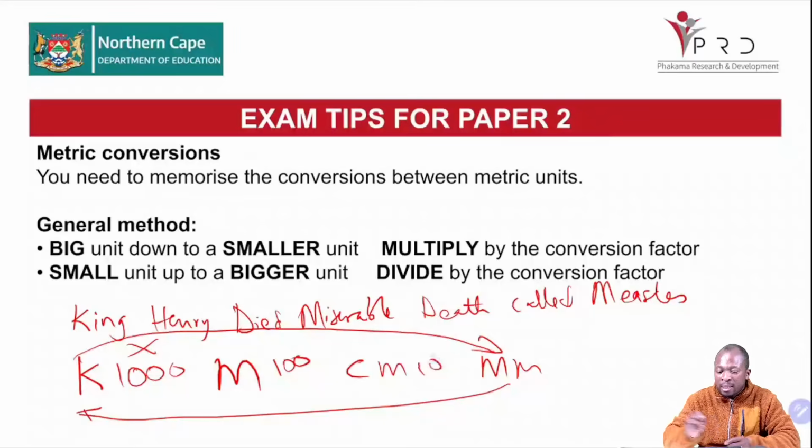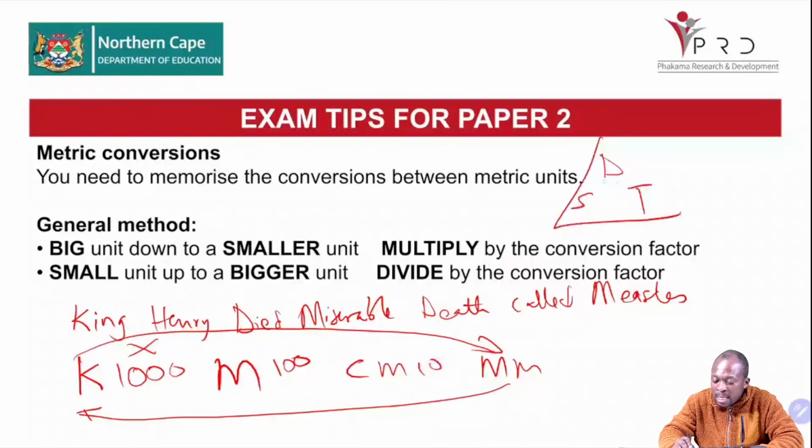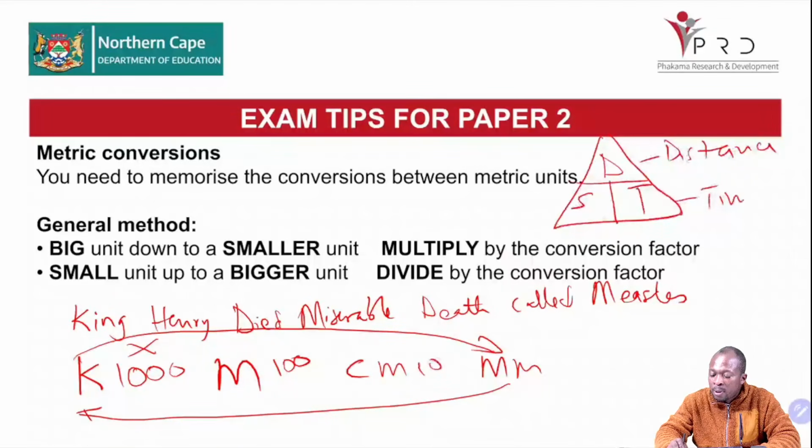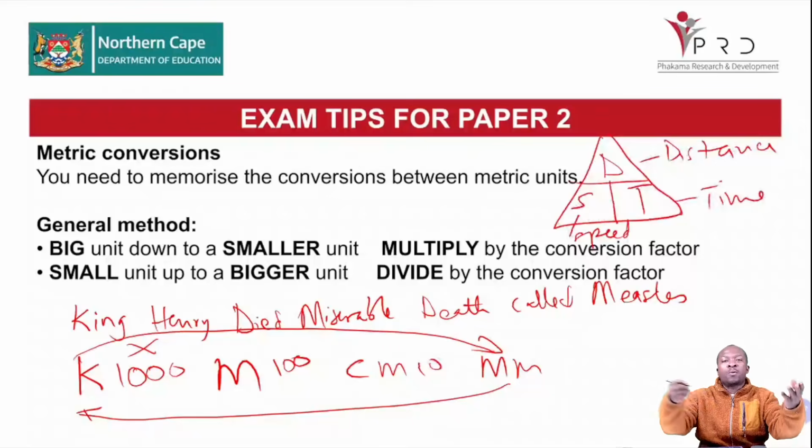Something like DST. Draw it as a triangle and make it the way I have done. The D for distance, T for time, S for speed. You see, in the examination, the examiner is not always going to say distance is speed times time. You find that they want you to find time, but they will say distance equals speed times time. So it means they want you to be the one to rearrange the formula and ensure that you can use it to respond to the question that they are giving to you.